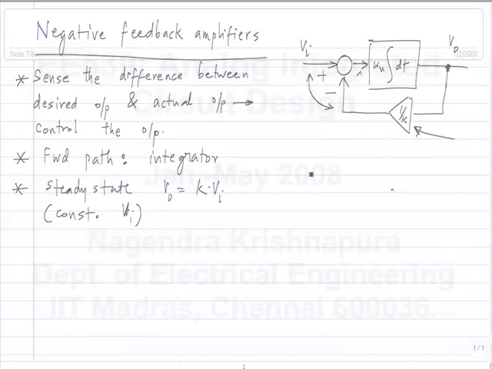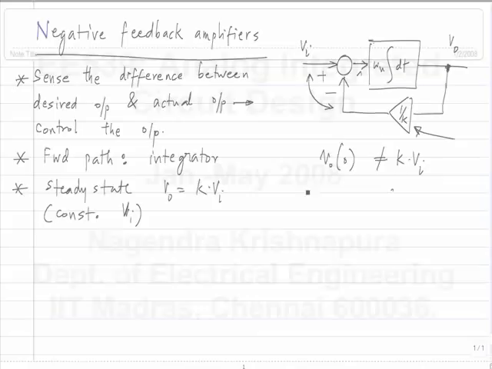So let's say, now what will happen? To start off, Vi is a certain value. Again, Vi is constant with time, and V0 is not equal to K times Vi. So V0 at time 0 is not equal to K times Vi. What is going to happen? What will happen to the output?